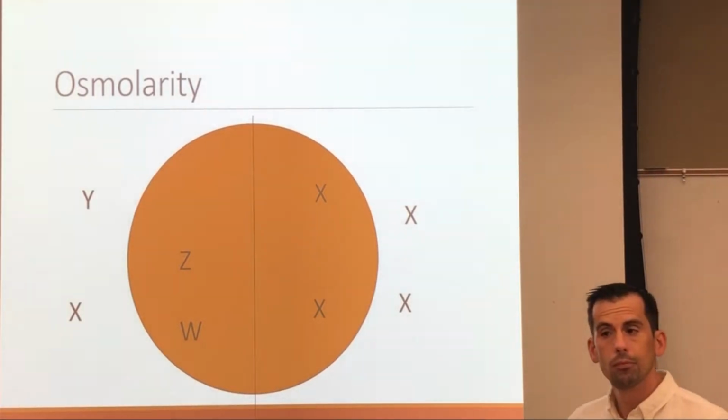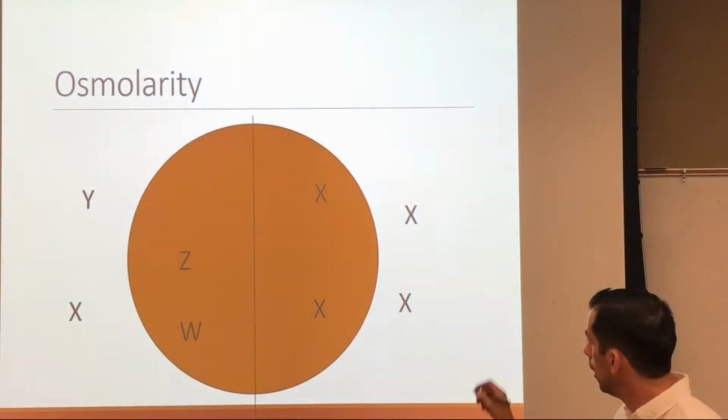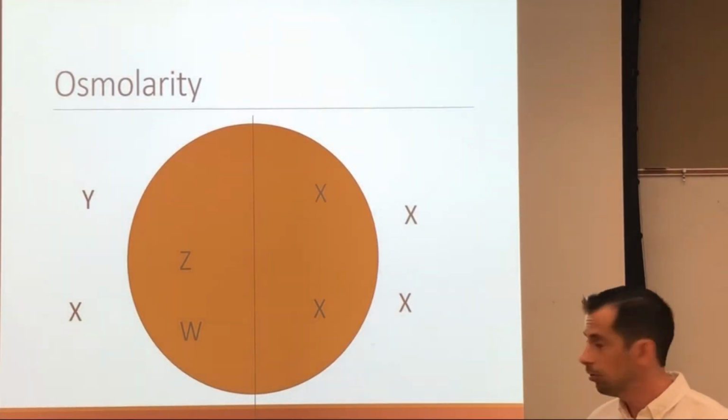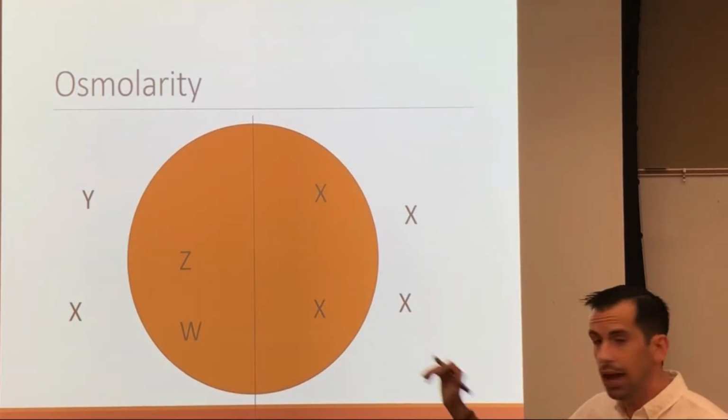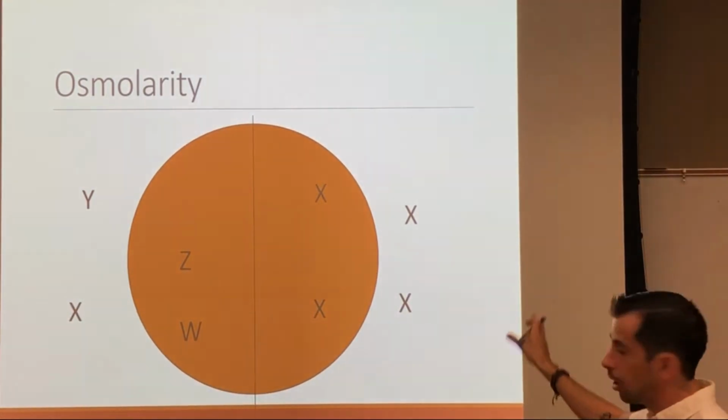Likewise here, we see an environment where we get an equal degree of osmolarity. Here we still have 4 different types that cannot cross. The Z and the W can't exit. The X and the Y can't enter. On the right, we still have 4 X's.